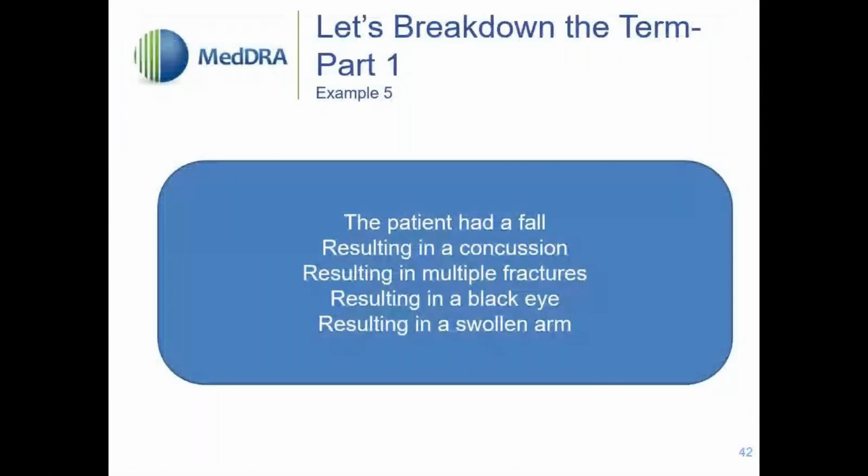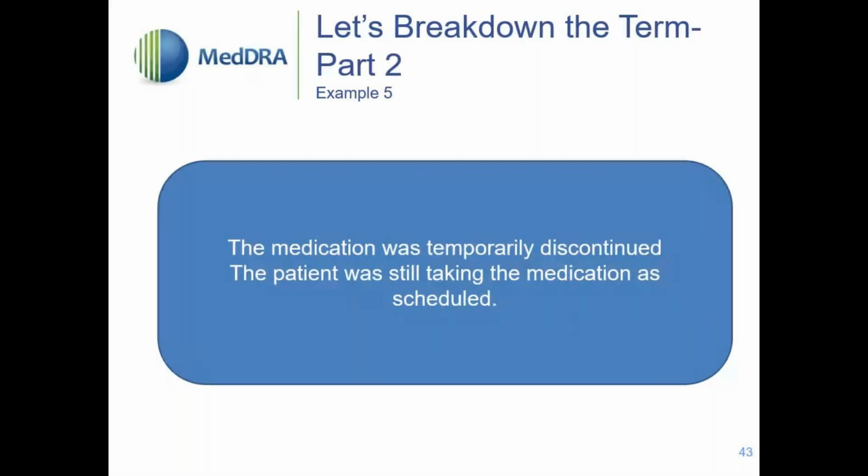Okay, so first thing we'll do is break down the terms. So what do we know? We knew the patient had a fall, right? The fall resulted in a concussion. We know that they had multiple fractures. They also had a black eye. The fall also resulted in a swollen arm. So there's a lot of information there. And then we're breaking down the term even further. What else do we know? The medication was temporarily discontinued, but the patient was still taking the medication as scheduled. Very interesting there, conflicting information, if you would say.